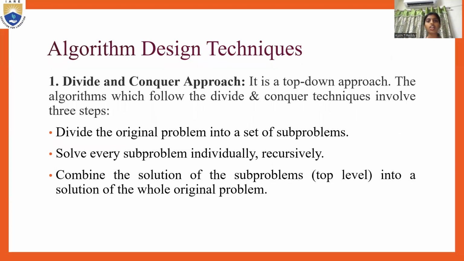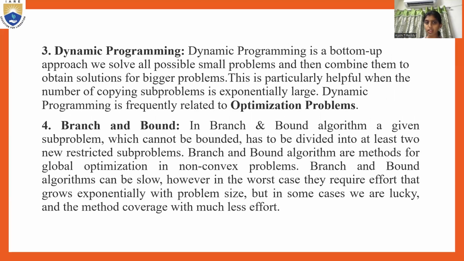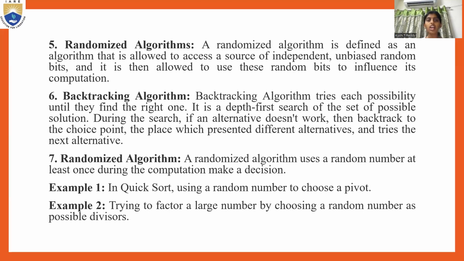So what are the algorithm design techniques? First is the divide and conquer method. Next is the greedy technique. Next is dynamic programming. Next is branch and bound. Then randomized algorithms, for which the examples are Quicksort and the like, and the backtracking method, that is depth first search.